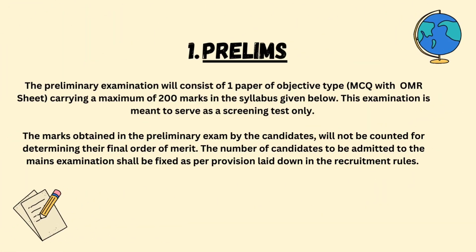Number one, prelims. The preliminary examination will consist of one paper of objective type, MCQ with OMR sheet, carrying a maximum of 200 marks in the syllabus given below. This examination is meant to serve as a screening test only. The marks obtained in the preliminary exam by the candidates will not be counted for determining their final order of merit. The number of candidates to be admitted to the main examination shall be fixed as per the provisions laid down in the recruitment rules.